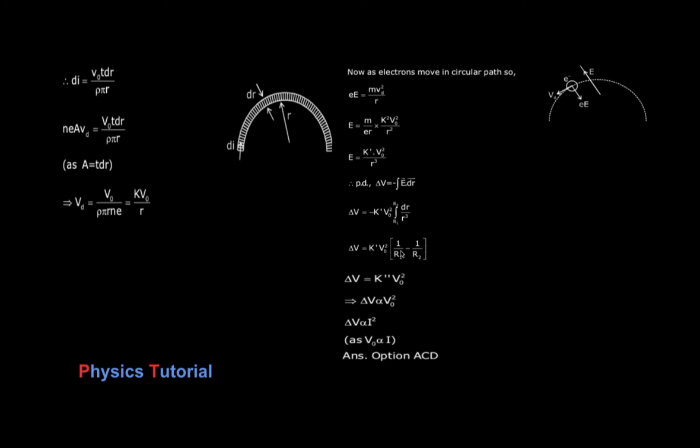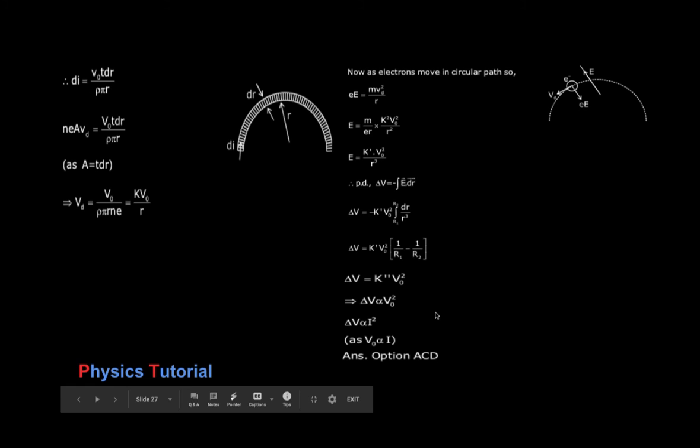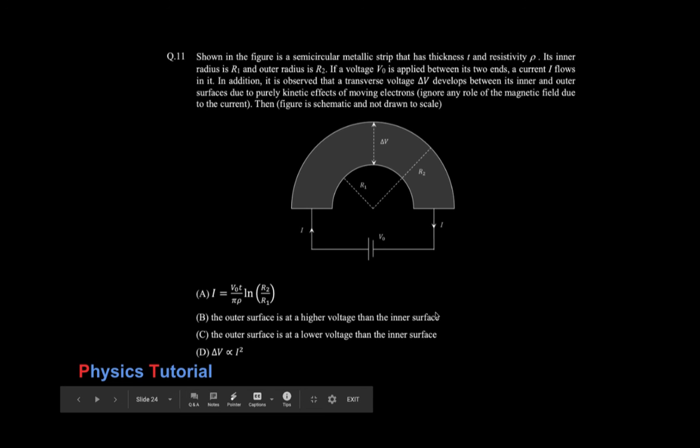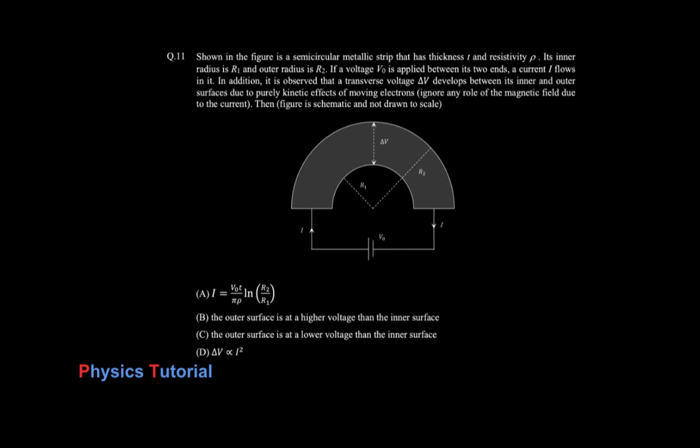So here, that is r square upon r1, 1 by r1 square minus 1 upon r2 square, and that is del V equal to k double dash del V naught square. So del V is proportional to V naught square, and del V is proportional to I square. That's why if you see over here, these options are correct. Del V is proportional to I square, so D option is correct.